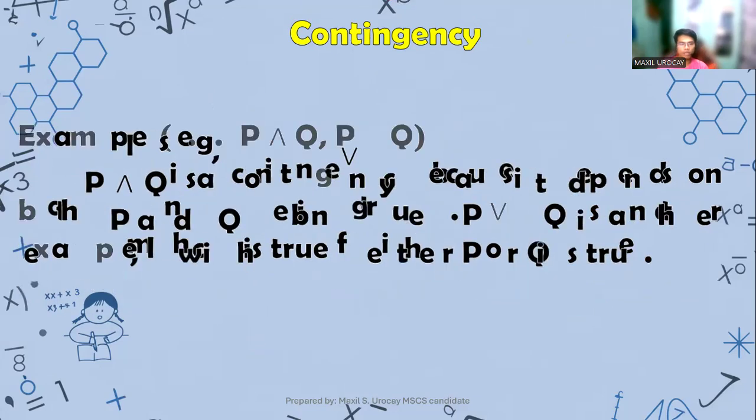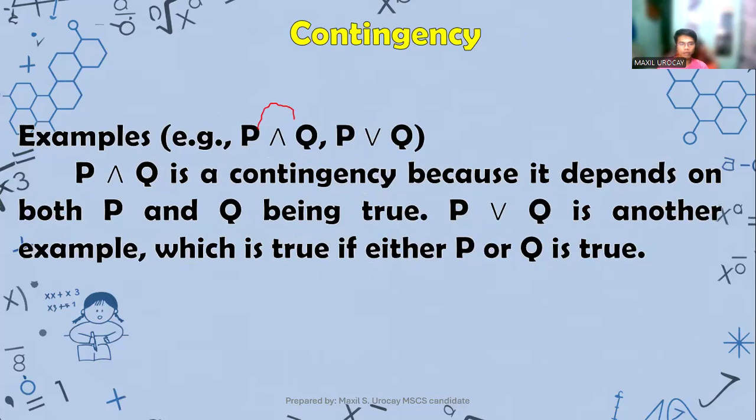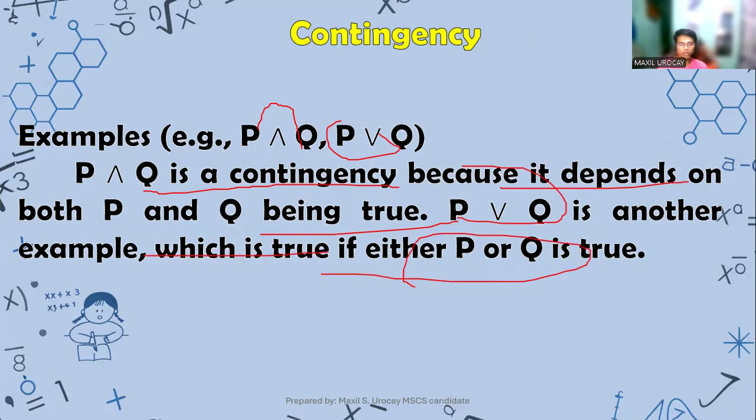Now, for example here then, P and Q or P or Q. P and Q is a contingency because it depends on both P and Q being true. P or Q is another example, which is true if either P or Q is true. So that is just conjunction and disjunction.